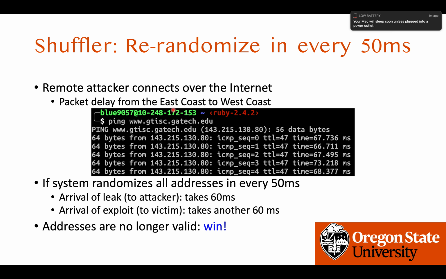Think about the packet delay from the East Coast to the West Coast, and suppose the attacker is coming from online. The ping from East to West is around 60 milliseconds. But if the system re-randomizes all the addresses every 50 milliseconds, then before the attacker gets the address information, our system has re-randomized all the addresses. After they compose the attack and send it back, those addresses are all invalid. So we can defeat the attacks this way.